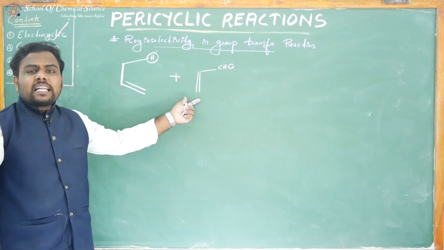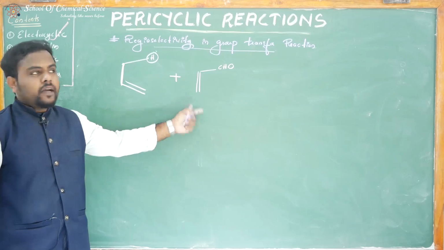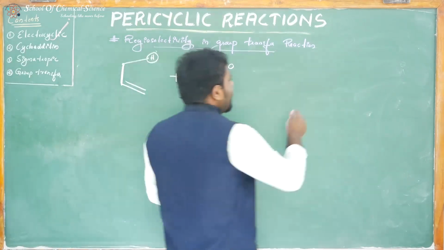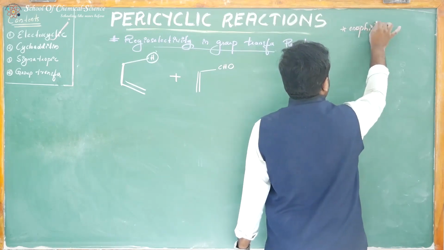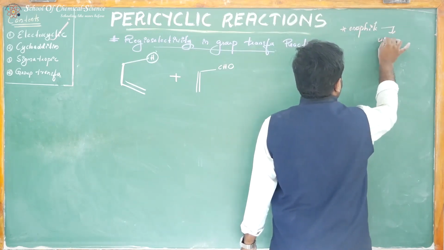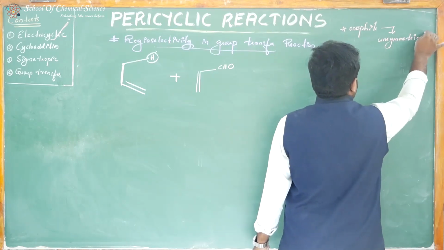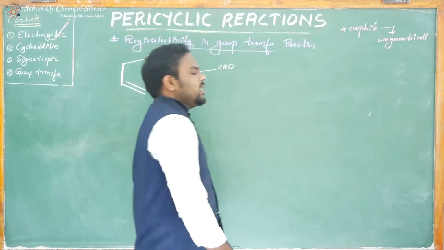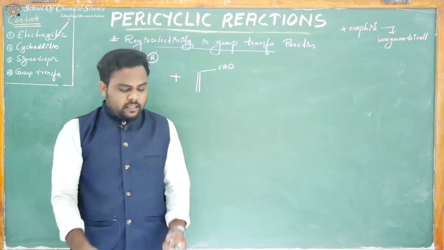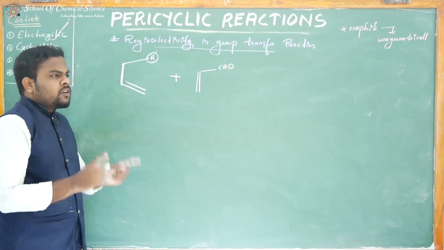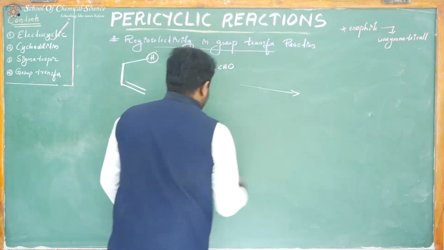Here your enophile is an unsymmetrical enophile. So whenever your enophile is unsymmetrical, definitely regioselectivity is there. Okay, whenever your enophile is unsymmetrical, regioselectivity is there. Here the possibility for two products are there. What are the two possible products?